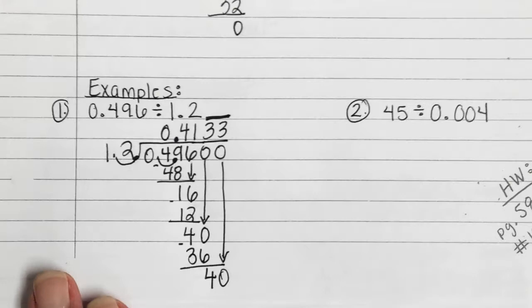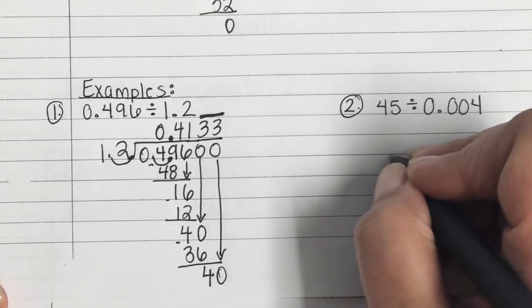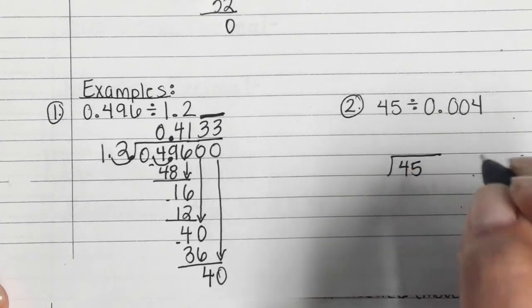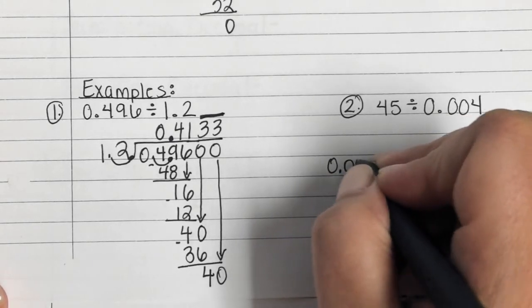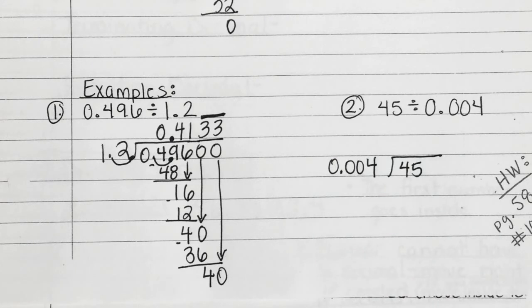Alright, let's try one more before I let you start on homework. So now we have 45 divided by 4 thousandths. Remember, the first number will always go in the house. Your first number is always in the house for division. And your divisor is always on the outside. Hold tight, we're going to get there.